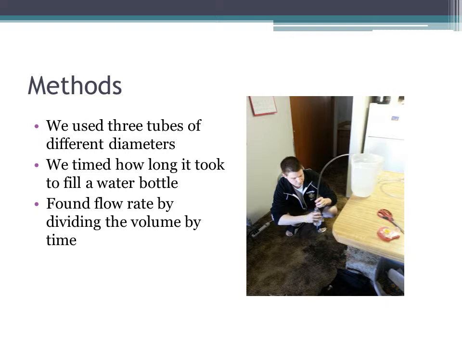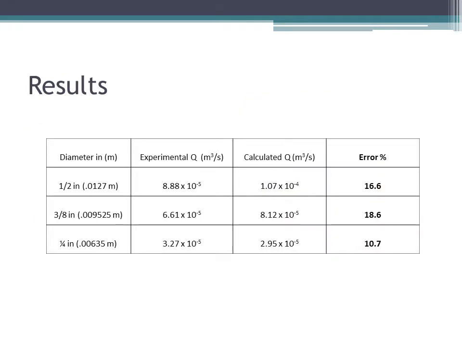We used 3 different tubes, all having different inner diameters. We timed how long it took to fill a 500 milliliter water bottle and then converted that into meters cubed. Dividing that by the time it took to fill the water bottle gave us our flow rate. The 3 tubes were bought from a hardware store. They were sized in inches, and then we converted into standard international units.